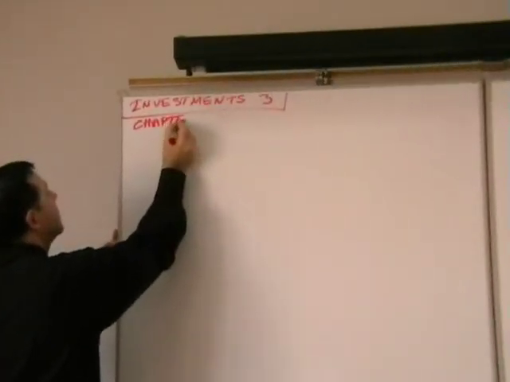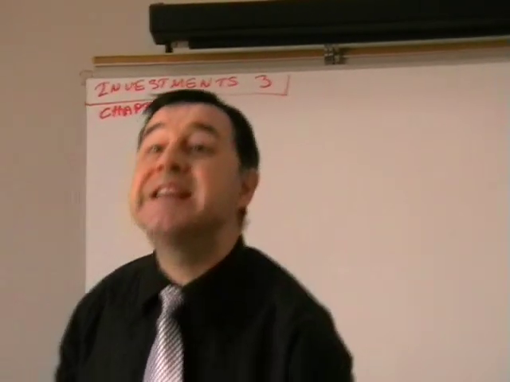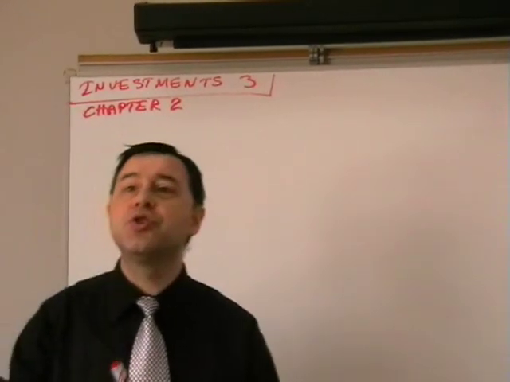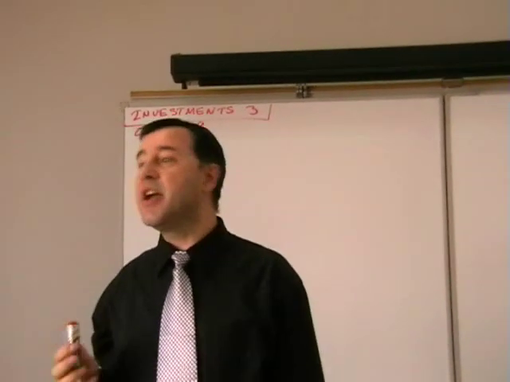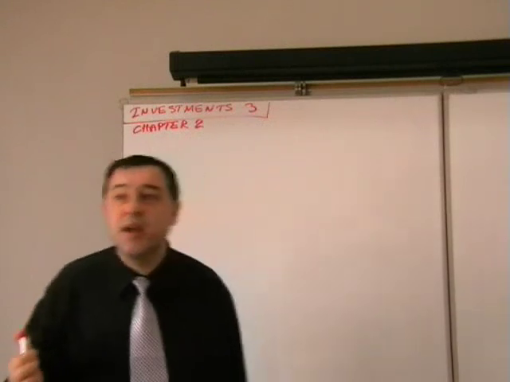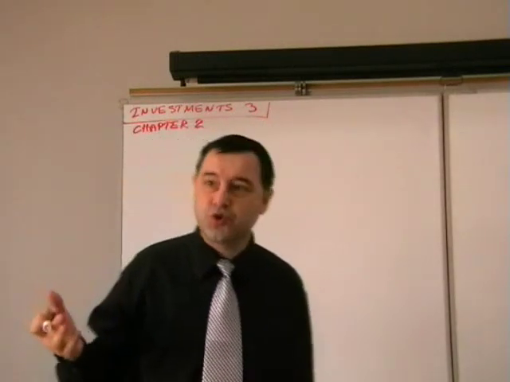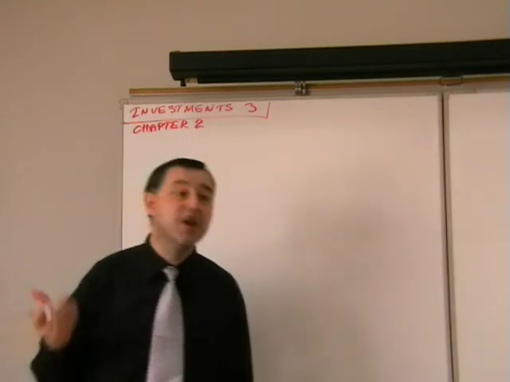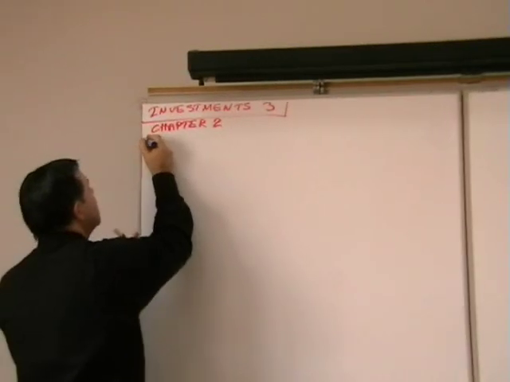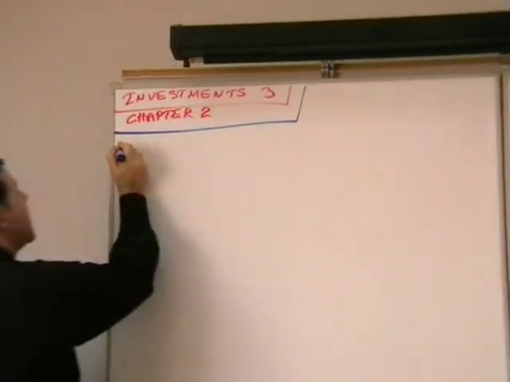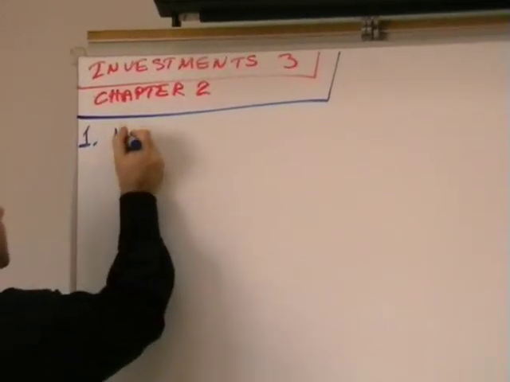We begin with chapter 2, which is financial securities. Financial securities are oftentimes simply called securities, and usually for many economists the preferred term is financial instruments. Sometimes they're just called instruments. Section 1 is a fairly big section, and section 1 is money market.